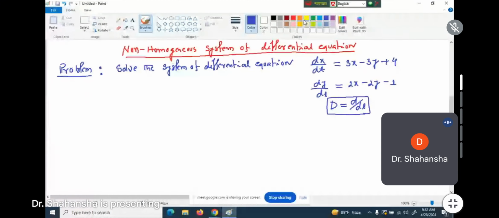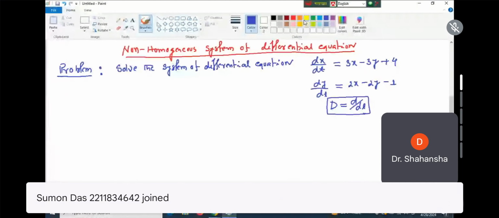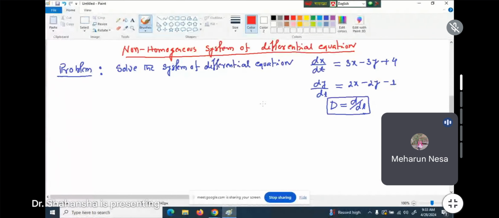Sir, in the last class only the x equation was worked out, and for a different equation I think we solved 3x minus 4y and 4x minus 7y. Okay. Today I can solve it in detail, x of t and y of t both.